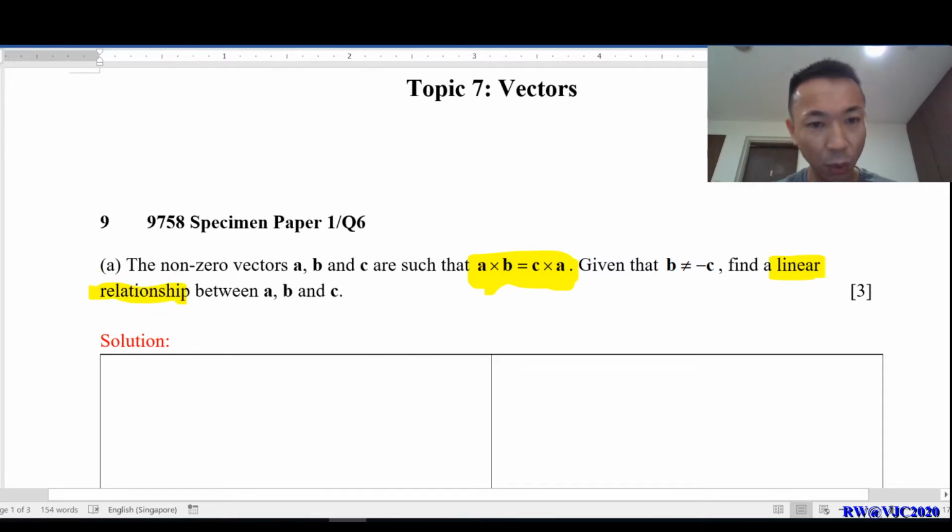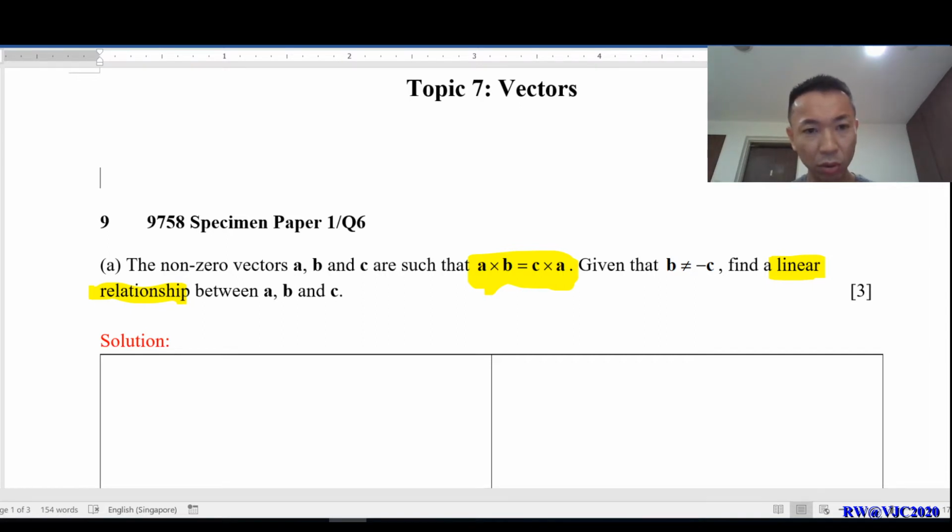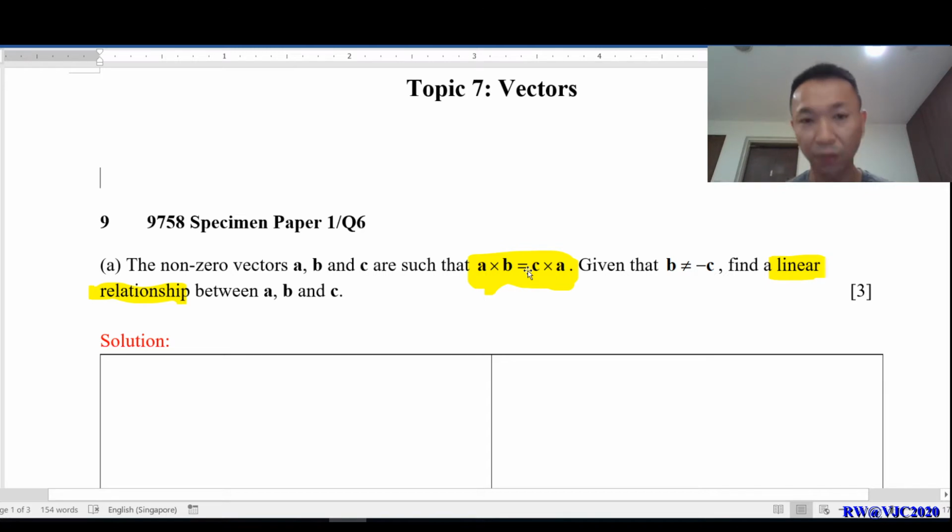Some of us may wonder what a linear relationship is. My suggestion is, when you see an unfamiliar question like this, don't leave it blank yet. We start off with what we are given and have a rough idea how we're going to proceed. Of course, if you have completely no idea, you're going to leave it blank. But if you have a rough idea how to proceed, then you proceed first, then decide how you're going to deal with the linear relationship later.